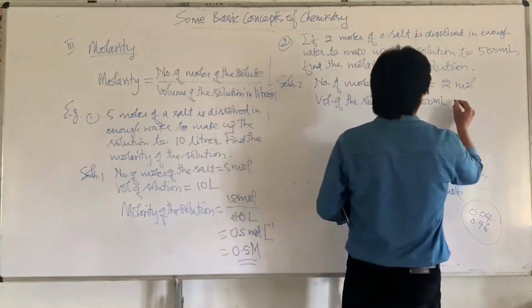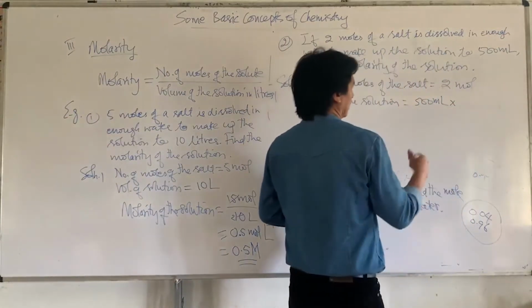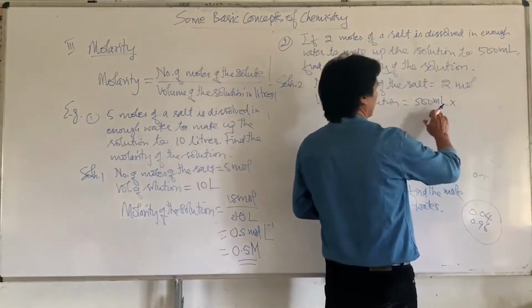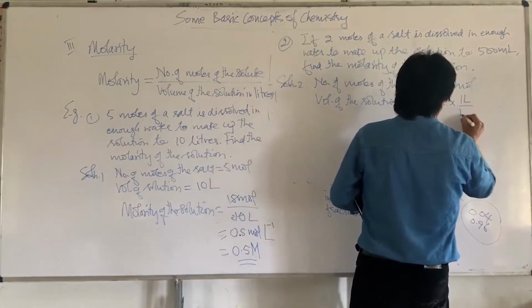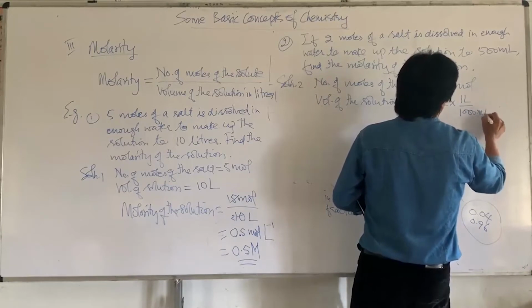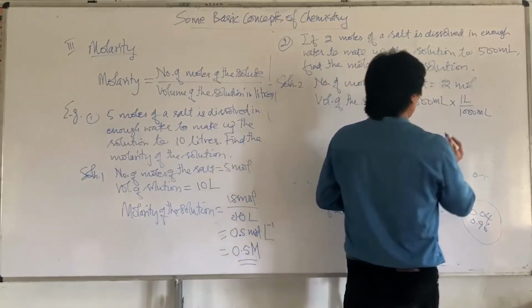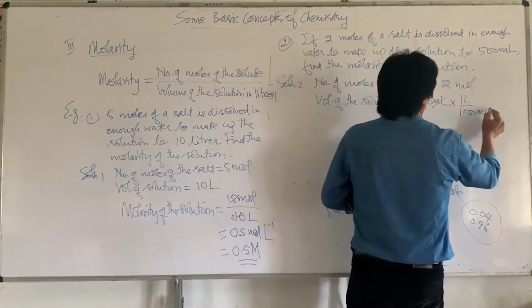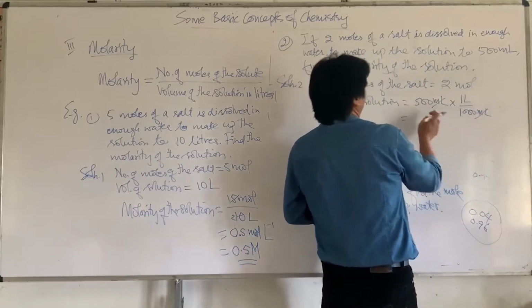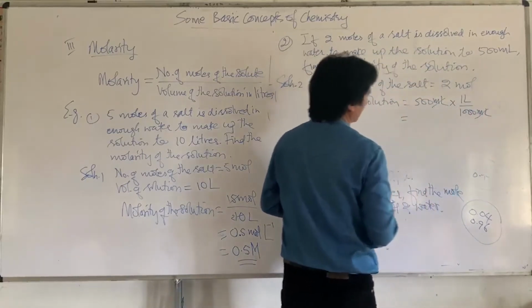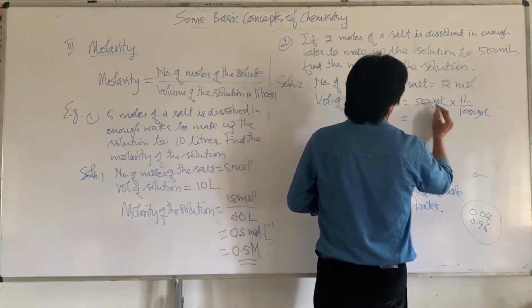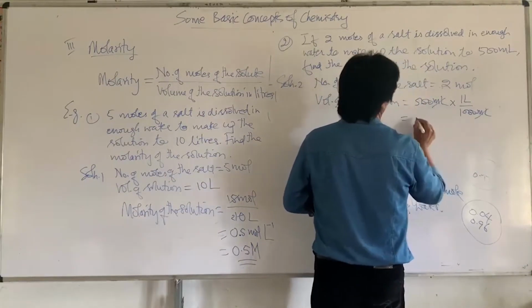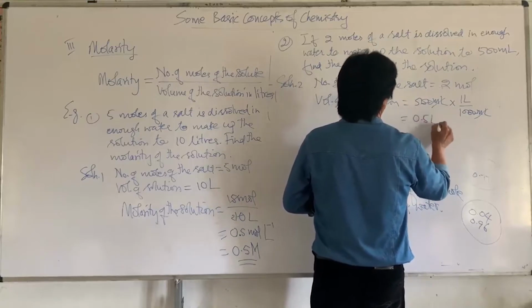Once again, if you want, you can use this unit factor to change milliliters into liters. You know, 1 liter is the same as 1000 milliliters, isn't it? So this ml and ml will get cancelled. So finally, 500 divided by 1000 is nothing but 0.5, 5 by 10, 0.5 liters.